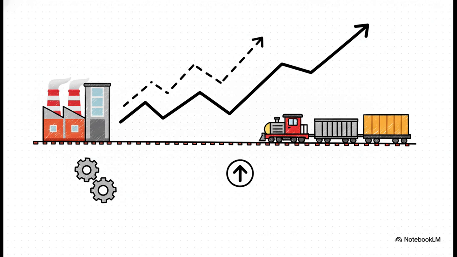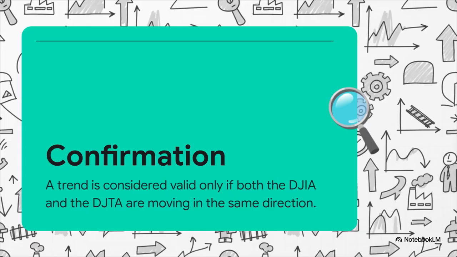The logic is so simple. If factories are making more stuff, then someone has to be shipping that stuff. The two should move together. So this principle is like a critical safety check. If the industrials are hitting new highs, but the transports are kind of lagging behind, that's a huge red flag. It might mean that even though goods are being produced, they aren't actually being shipped and sold, which suggests the economic strength might just be an illusion.